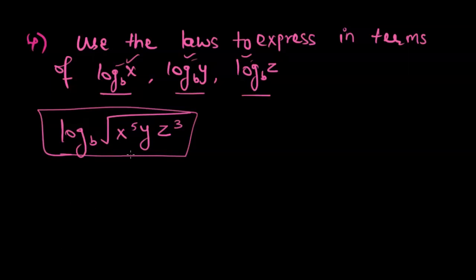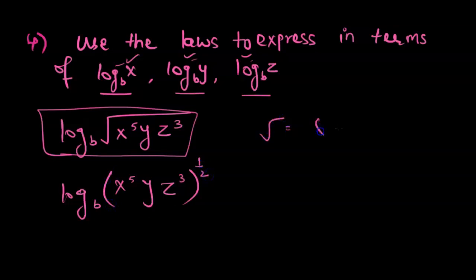How do we separate this into 3 terms? First we would just simplify it so that it looks easier. Log to the base b, we can write x to the power 5, y, z to the power 3. The whole thing can be raised to the power of 1 over 2 because square root means the power is 1 over 2. If we have a cube root, that means the power is 1 over 3.